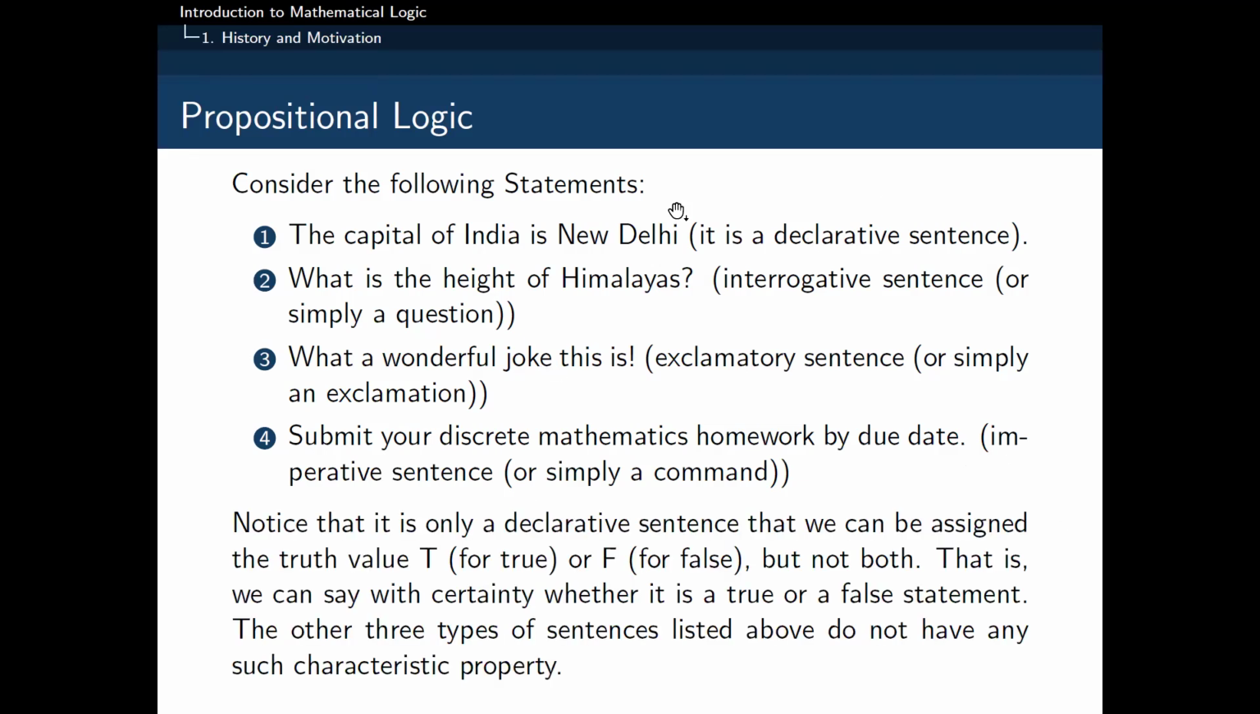So only for a declarative sentence, consider the first example, can we assign some truth value. It is true or false. In the first sentence we can say whether it is true or false. The capital of India is New Delhi. It is true. But can I answer the other questions with true or false? No. So this gives us the idea of the first definition.